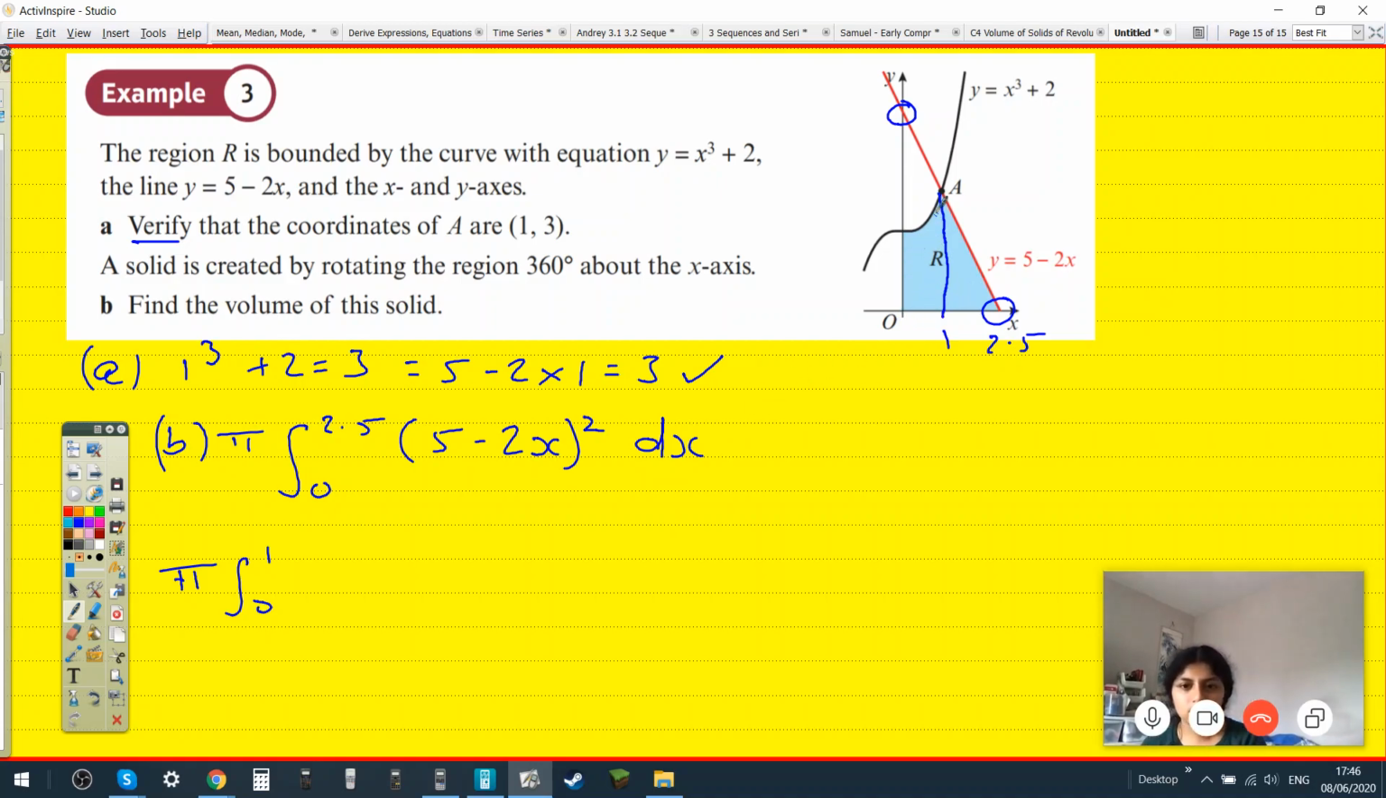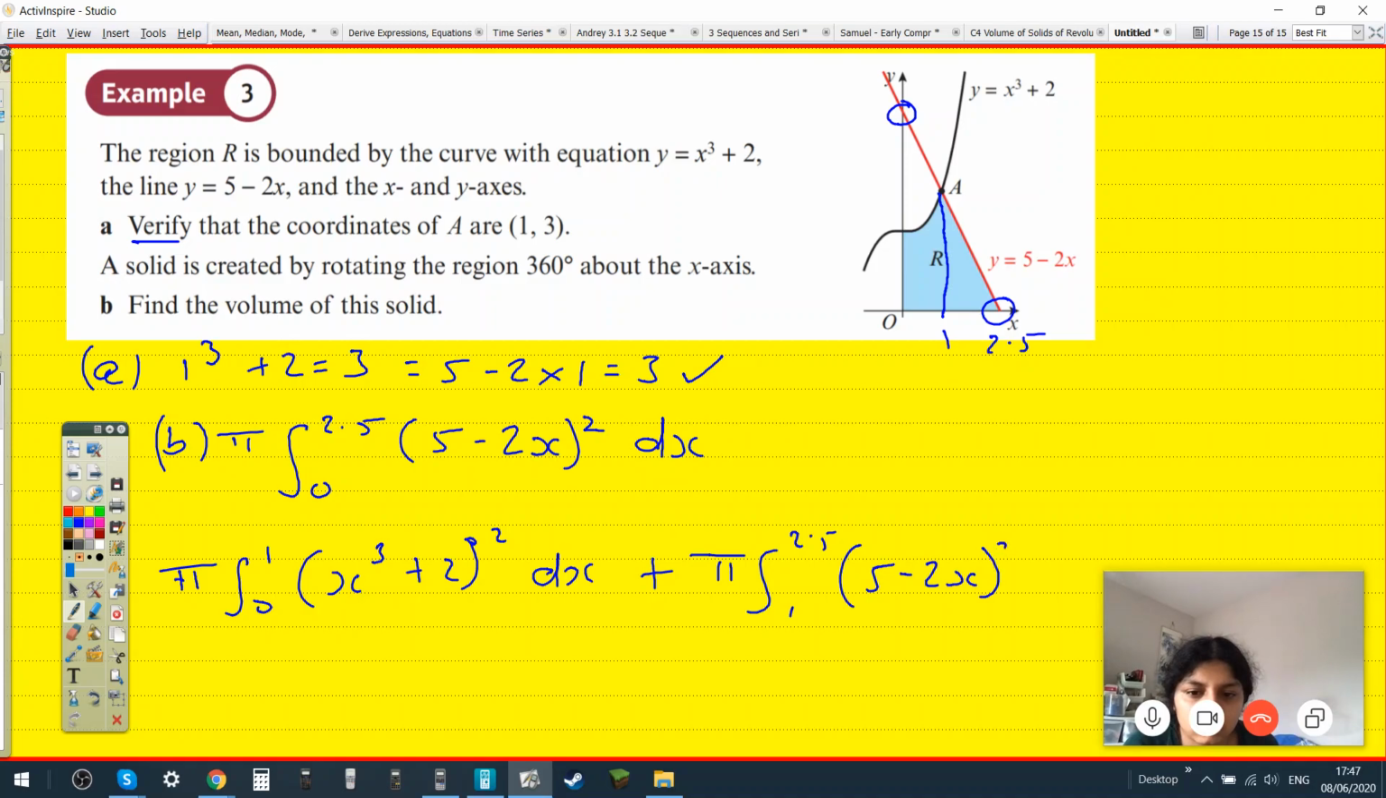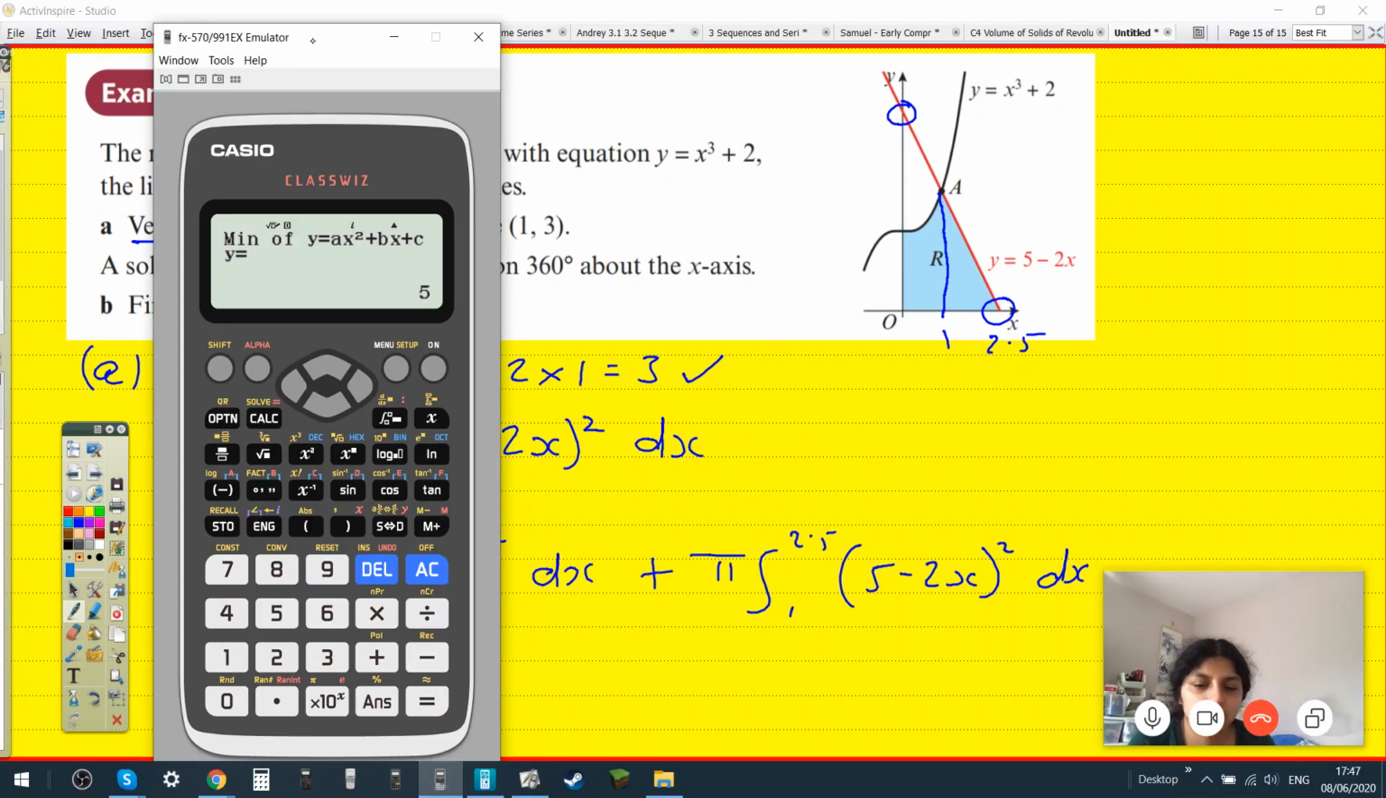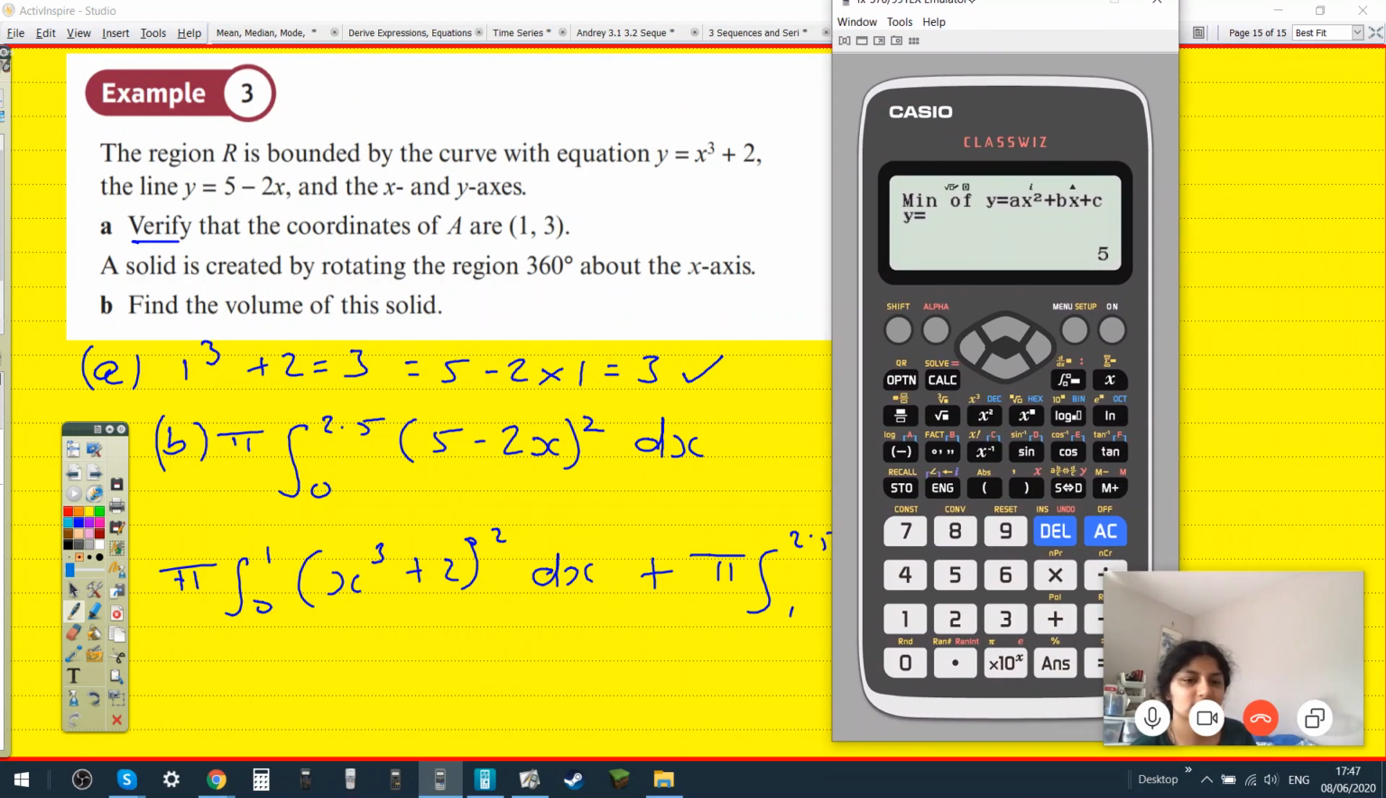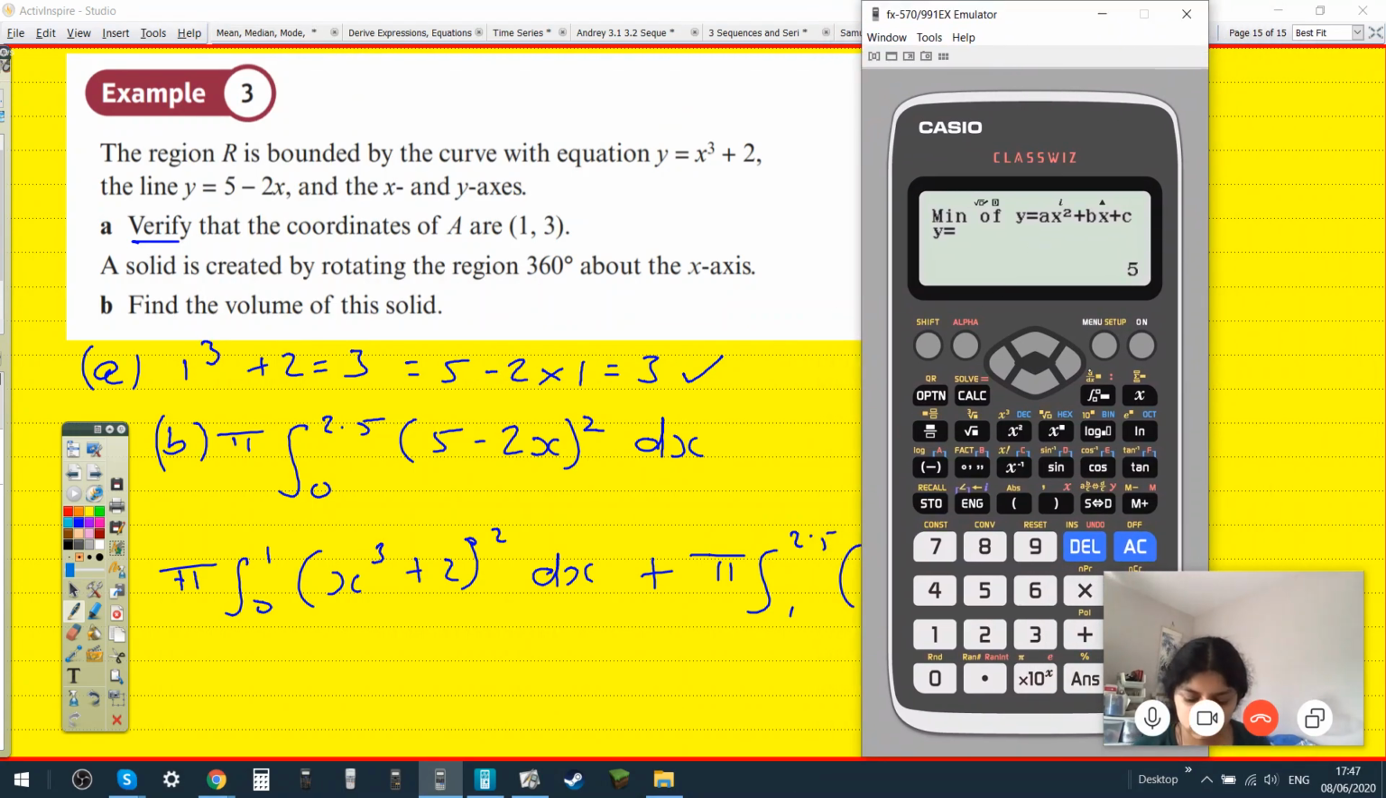So that would be 0 to 1 of that one squared. And then plus the other one, 2.5 to 1, 5 minus 2x squared with respect to x. Do we calculator it? I think so. All right. I'm going to do it without pi and just put pi in at the end. Yeah, pi just complicates everything.